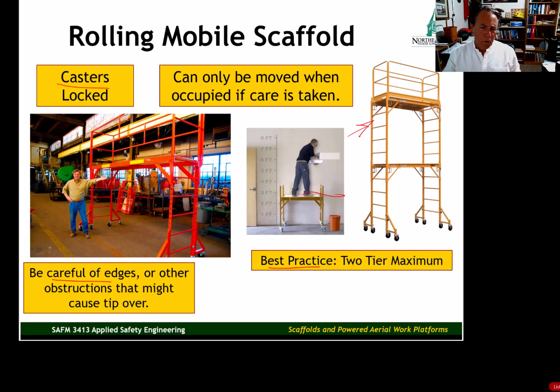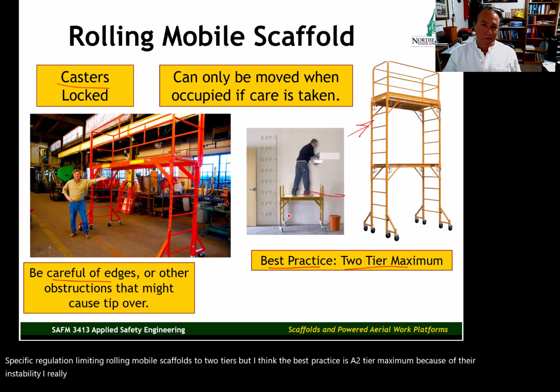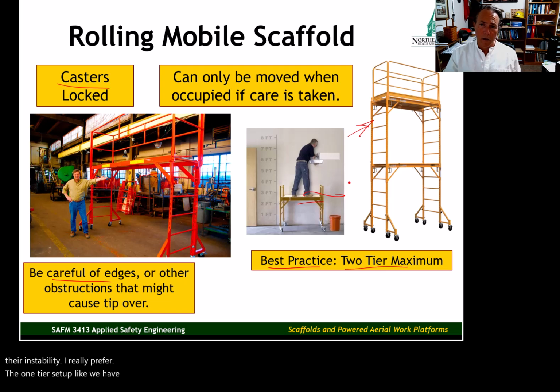Now, there's no specific regulation limiting rolling mobile scaffolds to 2 tiers, but I think the best practice is a 2-tier maximum because of their instability. I really prefer the 1-tier setup like we have here and here, but if you need to go to 2 tiers, that can be acceptable as long as precautions are taken.